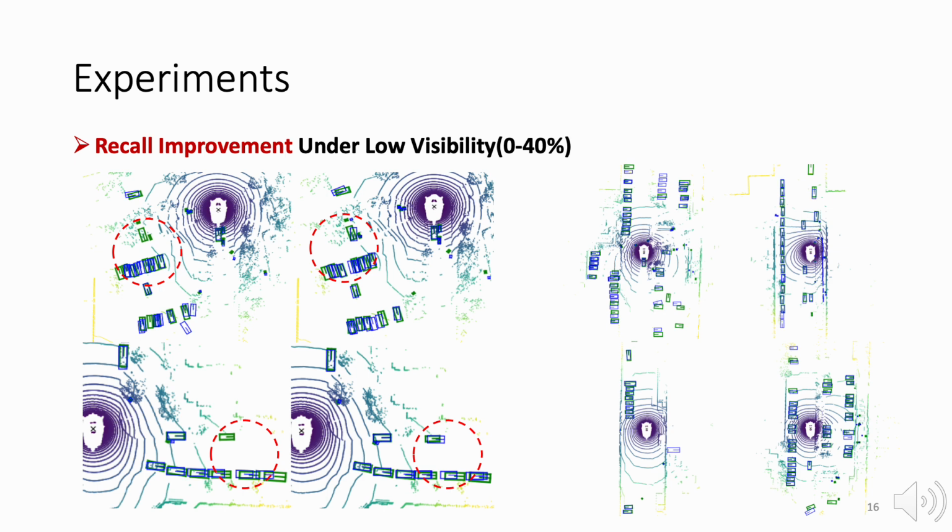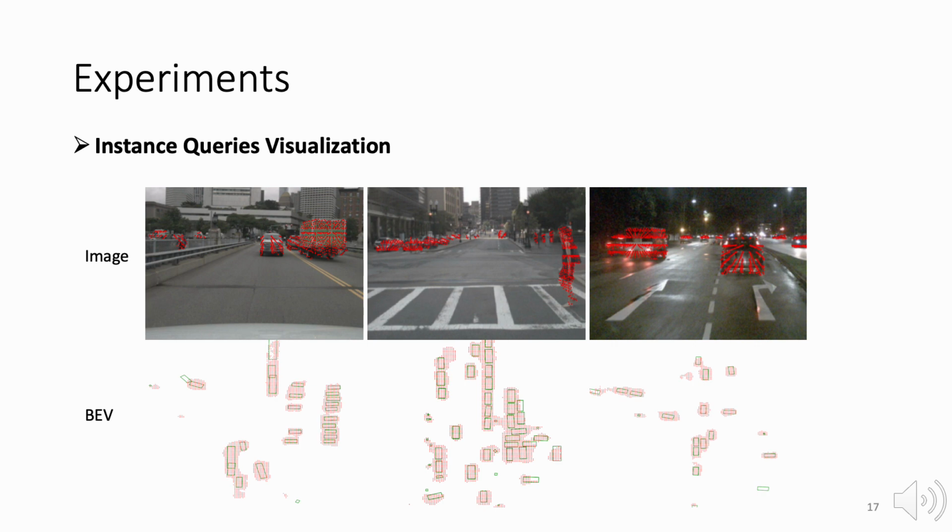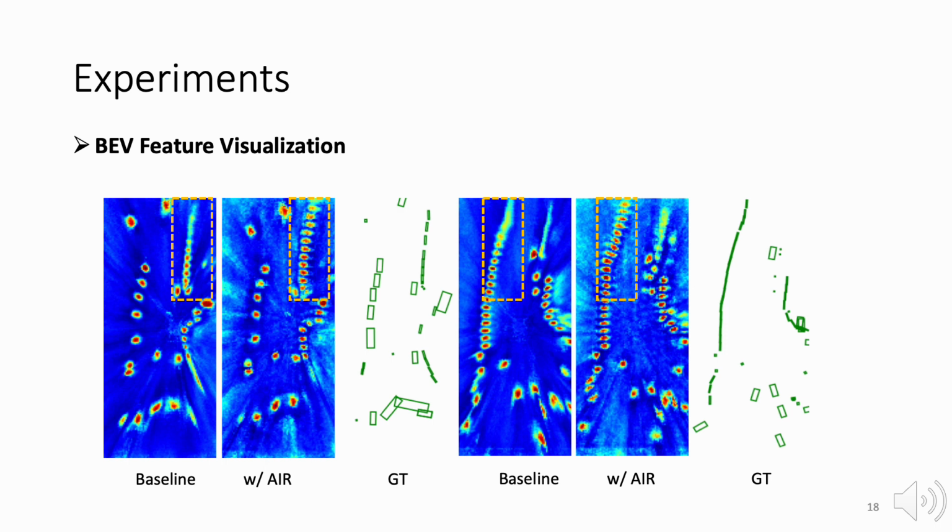The red circle indicates the region where AIR helps to discover objects that were previously missed, by enhancing the learning of instance features. As shown in the figure, we illustrate the instance-aware sampling points of our method on both image view and bird's-eye view. The sampling points are highly related to the instance regions. Our method can also be intuitively explained through the heat maps of BEV features. The BEV features learned by our Frustum encoder are instance-aware and have strong relations to the real positions.